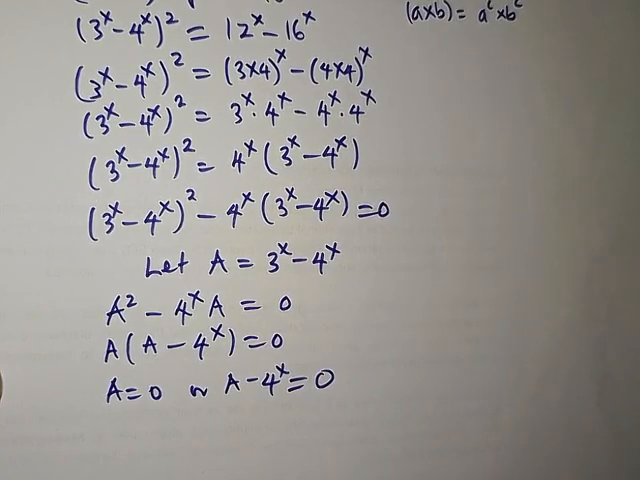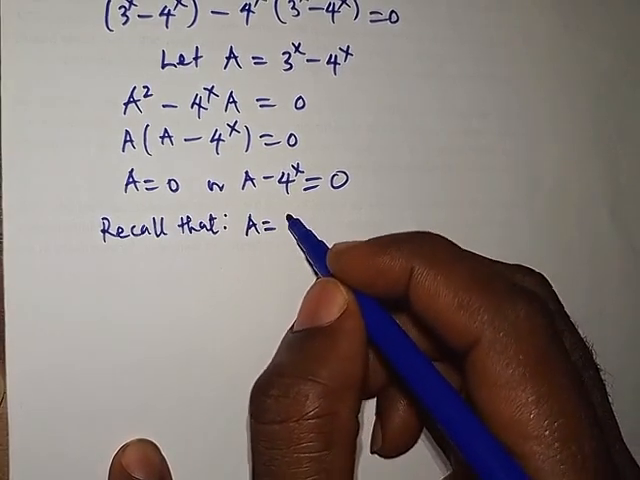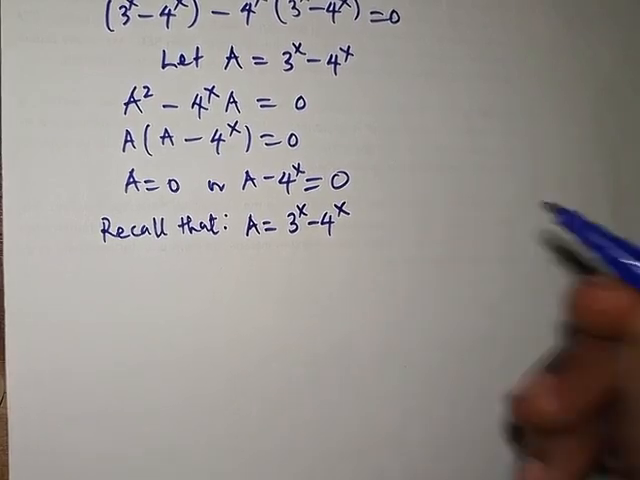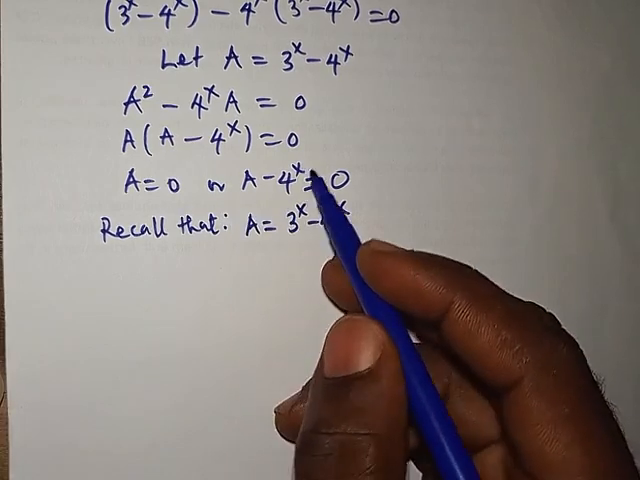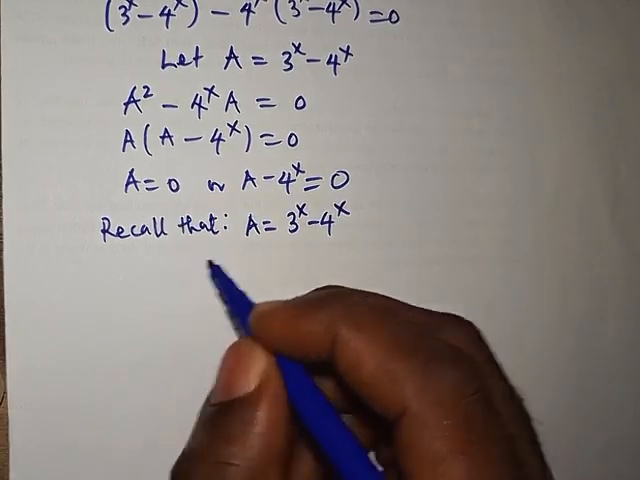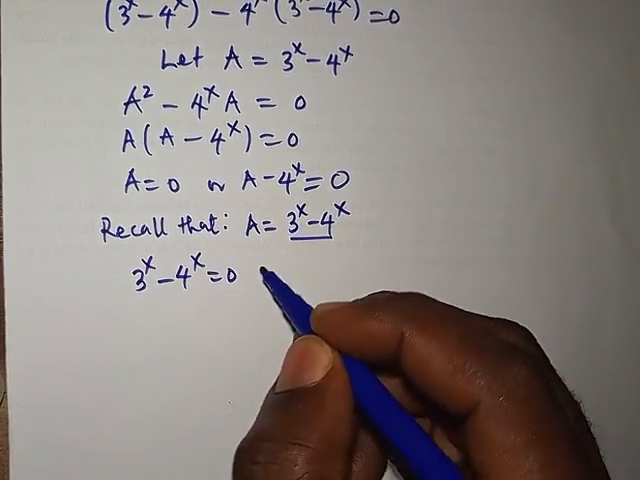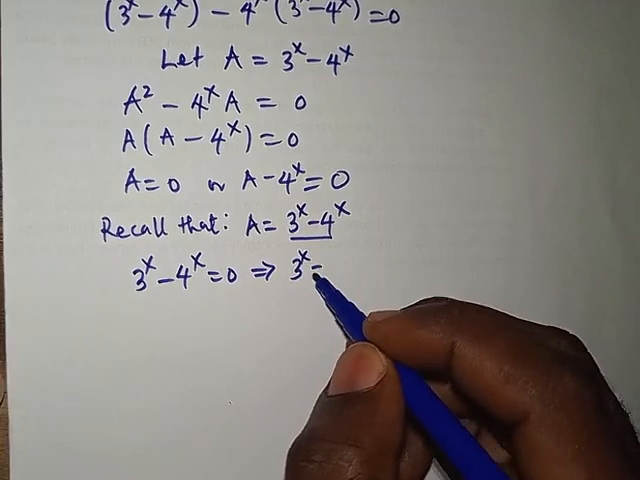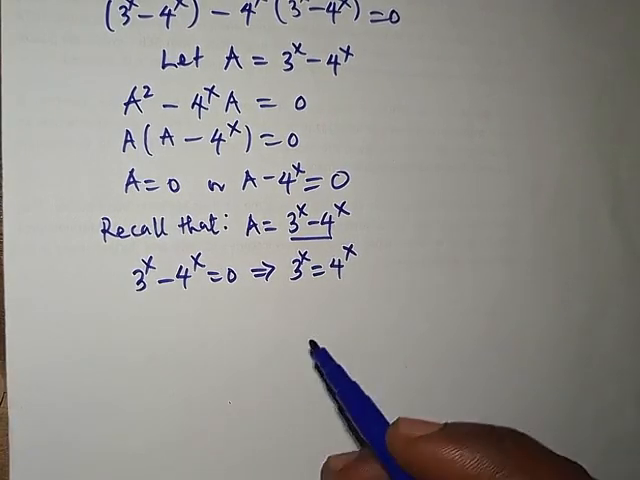So that is the zero form equation. Now let's recall that a equals 3 to the power x minus 4 to the power x. Therefore, we got a equals 0 here, and a minus 4^x equals 0. Since a equals 0, it means 3 to the power x minus 4 to the power x equals 0, which implies that 3 to the power x equals 4 to the power x if I transpose this 4^x to the other side.